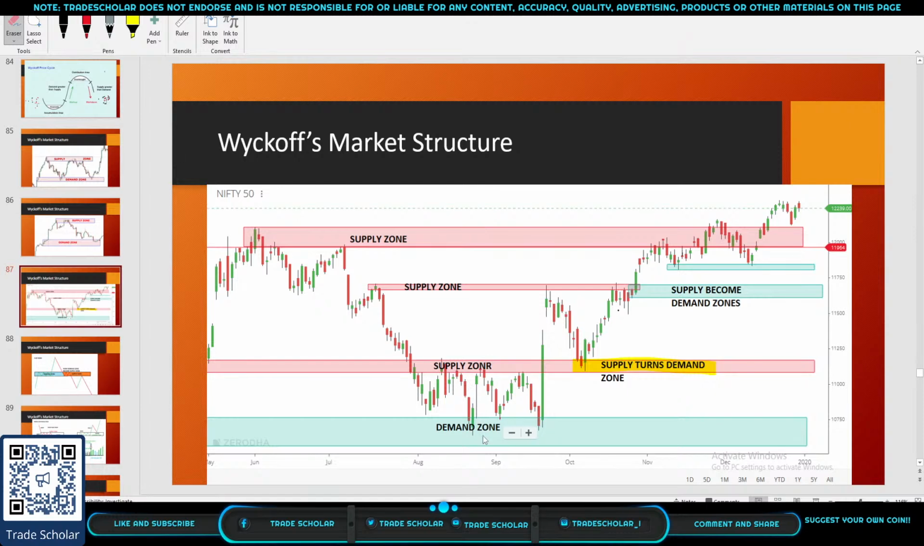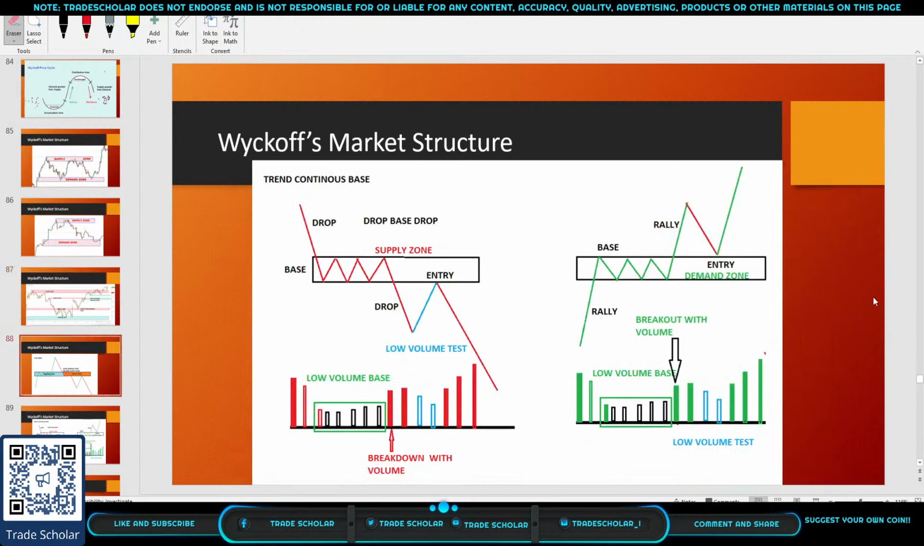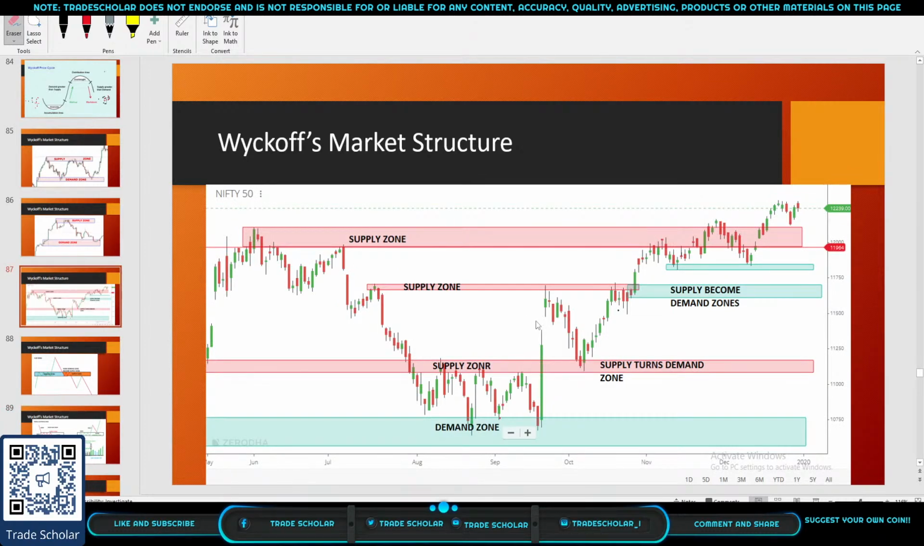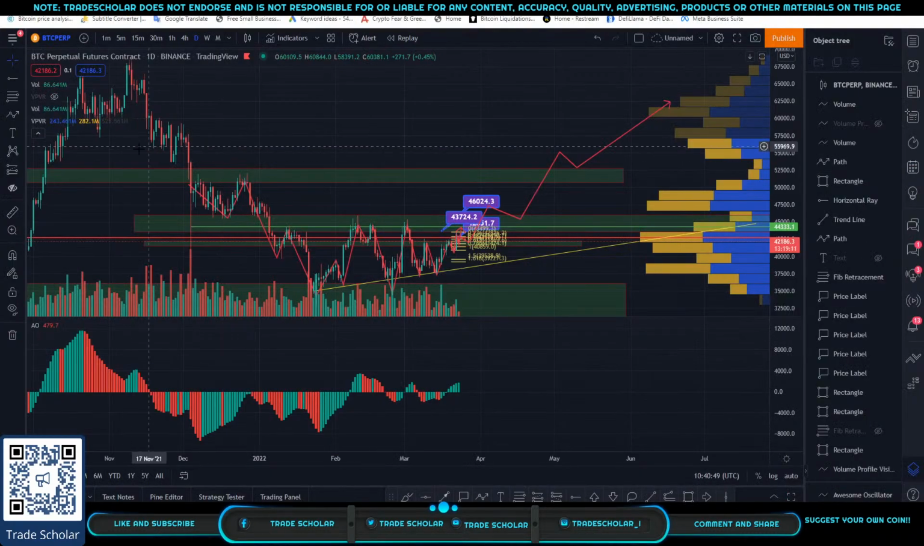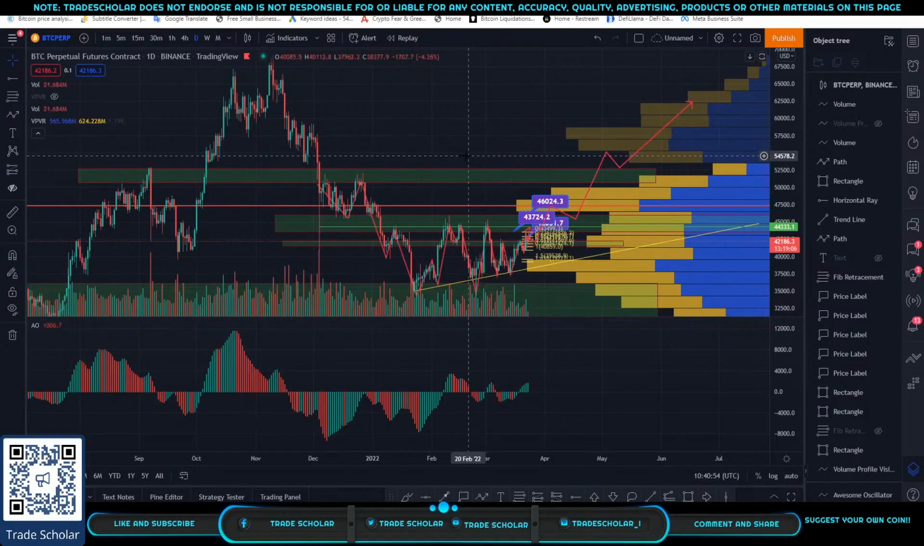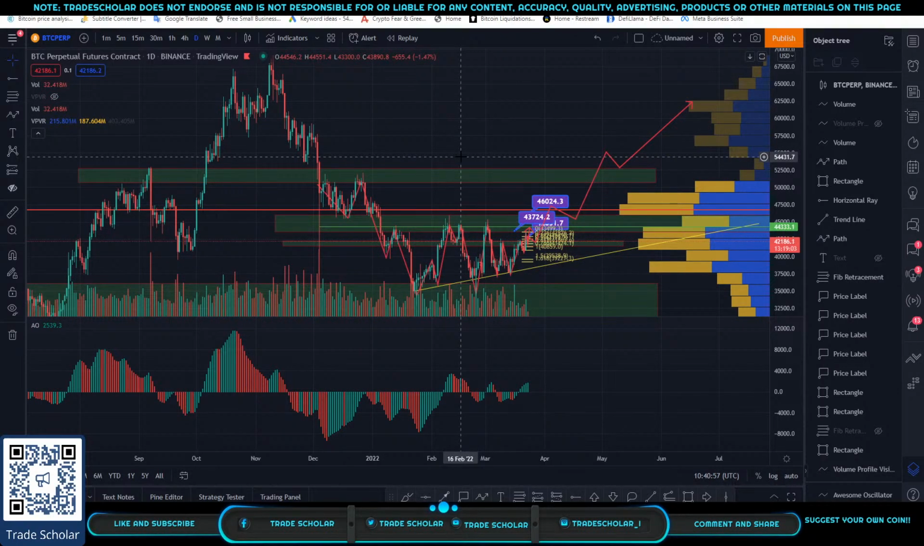So from here, supply, supply, supply, and then it went up. Supply turns demand. Supply turns demand. So all the supply areas turned out to become demand. And look at the chart pattern. Looks the same, right? That's what I'm trying to say. It looks the same as our chart right here. Supply and then demand. We are going to cross now. We are already crossing.